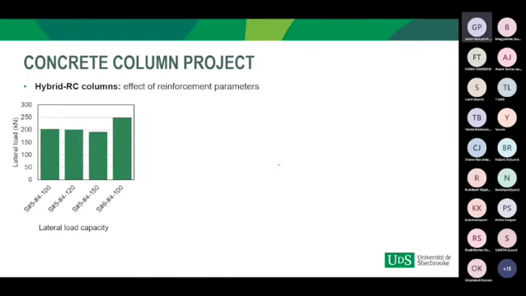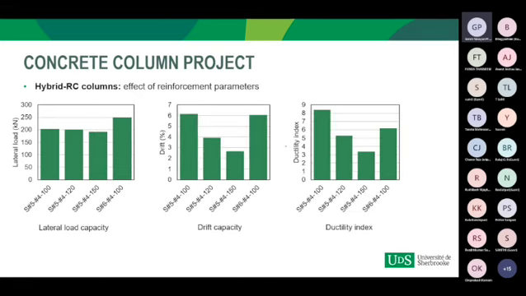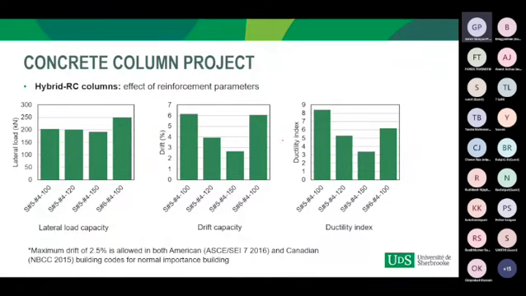There was negligible change in the lateral load capacity when increasing the spacing of the reinforcement. As we can see, when we increase the spacing from 100 to 150, the lateral load increase was not that much. It was more or less the same, but it affected the drift capacity and the ductility of the column. Increasing the longitudinal bar ratio increases the lateral load capacity, but it reduces the ductility index of the hybrid reinforced concrete column. However, all the columns achieved a drift ratio of 2.5% or more, which is allowed in the North American design codes for normal importance buildings.